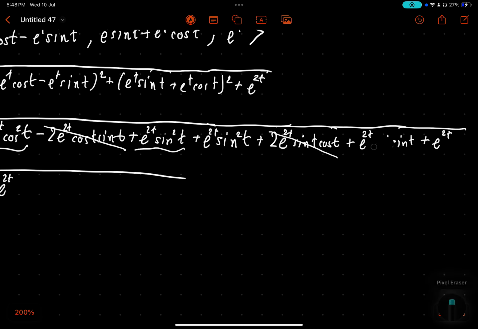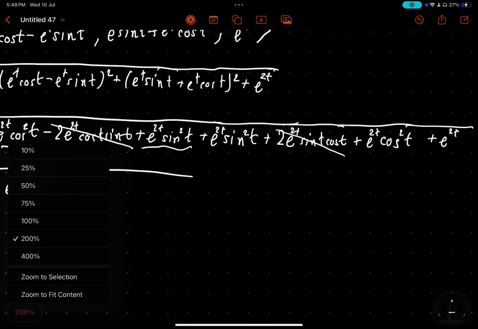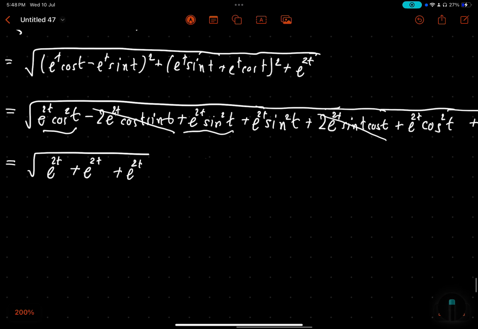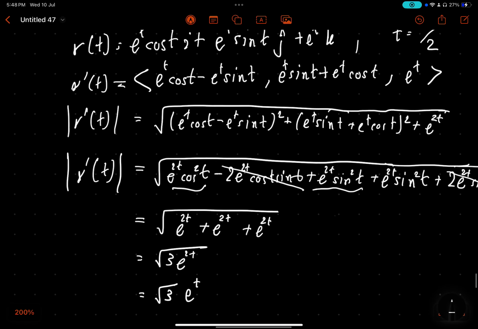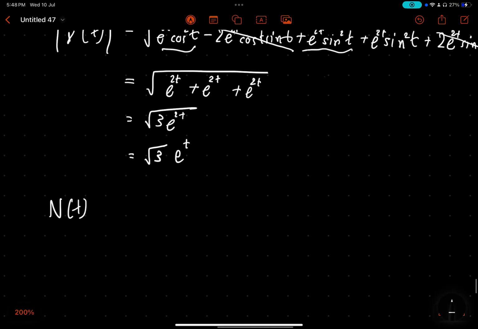Oh, so this is e cosine t squared, plus 2t, plus e to the 2t. And so it's equal to square root of 3 e to the 2t, which is e to the t. And that's basically the absolute value. And so the normal vector n of t finally is just our vector.